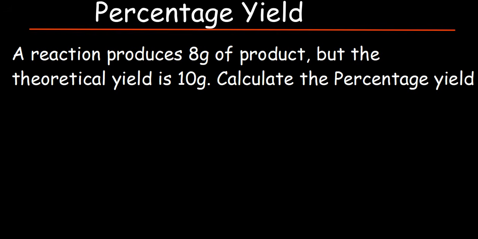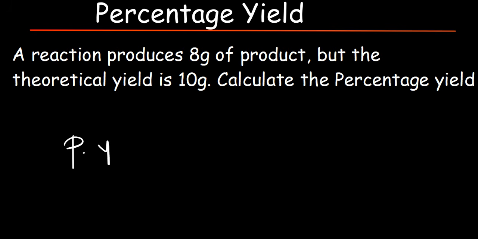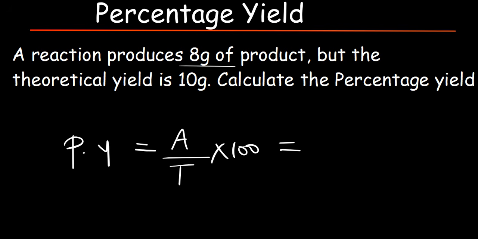Now, for us to assimilate it better, let's solve a question. Let's say a reaction produces 8 grams of product, but the theoretical yield is 10 grams. Calculate the percentage yield. In this case, your percentage yield will just be equal to your actual over your theoretical multiplied by 100. The actual yield, we said this reaction produced 8 grams. Then the theoretical yield, they've given us, is 10 grams. Then we're just going to multiply by 100.